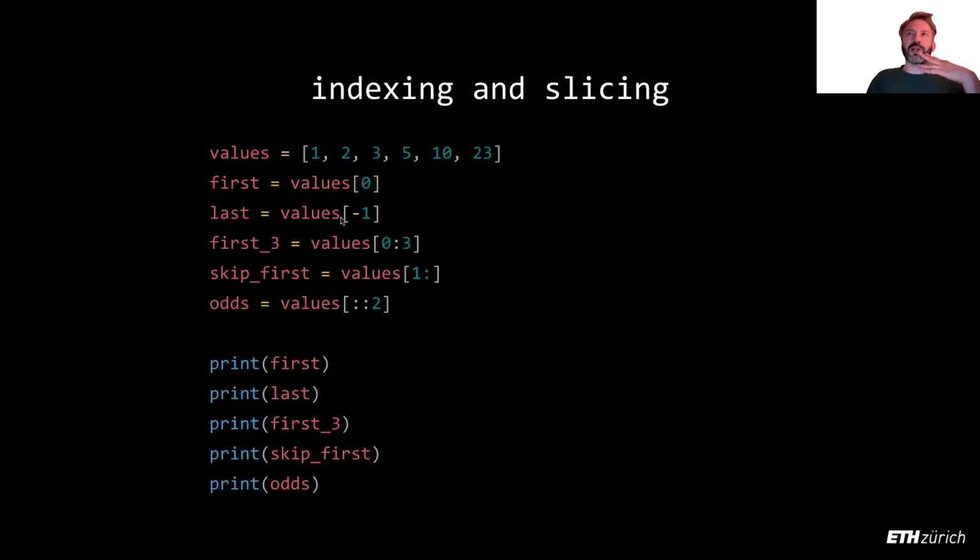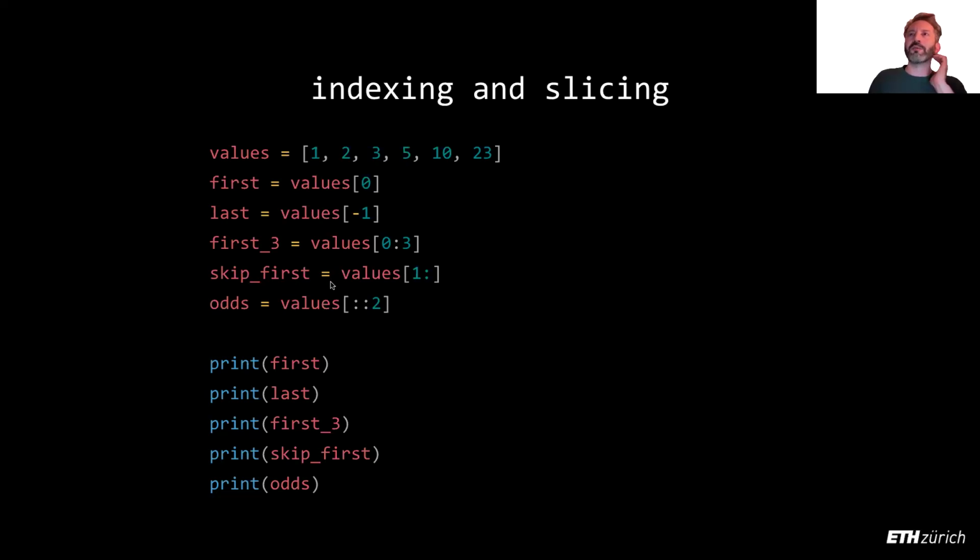Python also allows us to use reverse notation. So we can say -1. That means start counting from the back and give me the last one. So this will return 23. We can also get a slice of it. So we can say from 0 to 3, and that will give us the first 3.